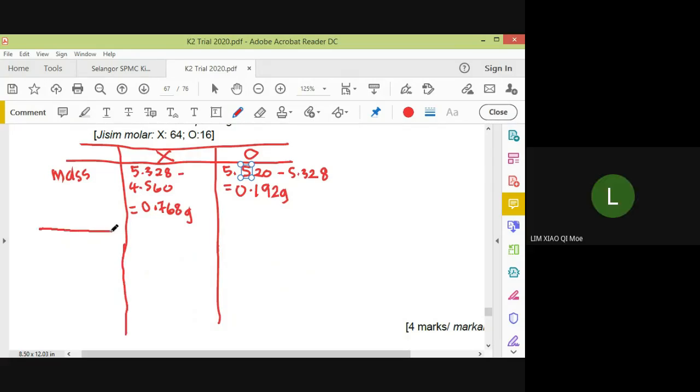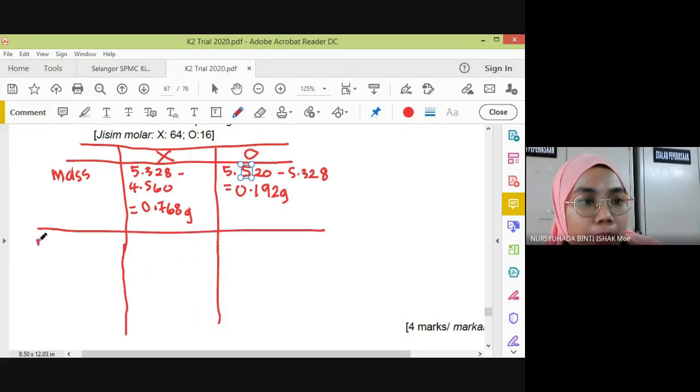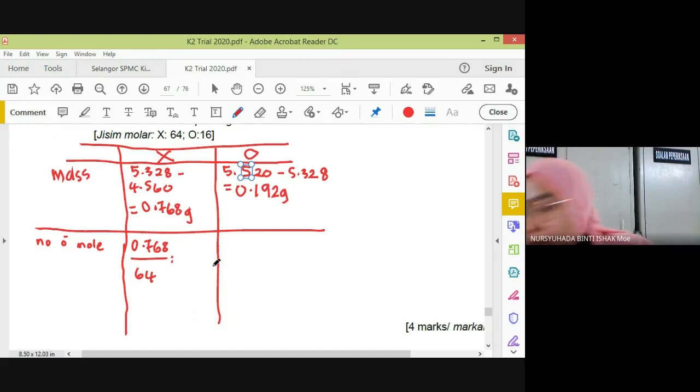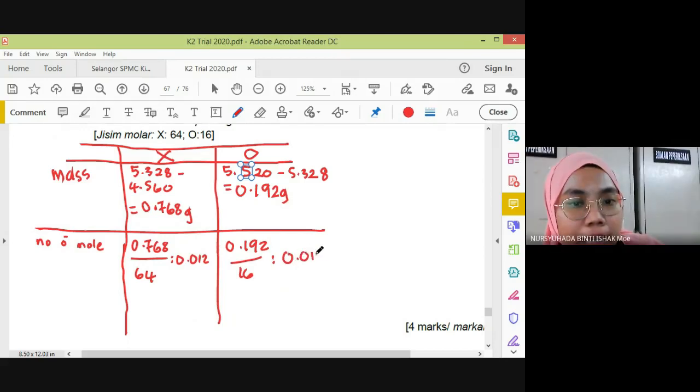After finding the mass, what should we do? Number of moles. 0.768 divided by the molar mass, that is 64. How much? 0.012. Very good. This one, 0.192 divided by 16. What do you get for the moles of oxygen? Same, 0.012 mole.